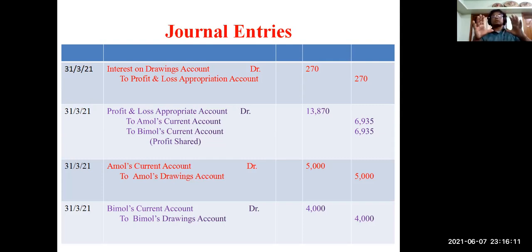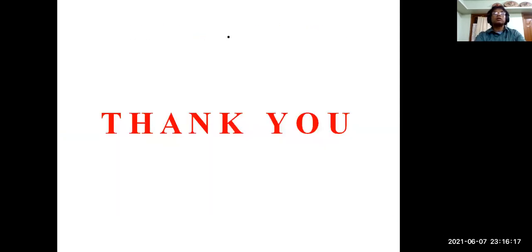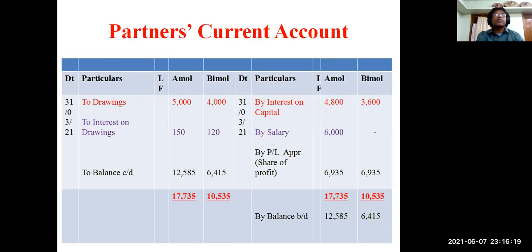I have given you separately so that you can understand. So this entry for drawings, current account debit to drawings, I have given here. To drawings account, Omol 5,000, Bimol 4,000. So in the current account, this drawing is recorded. Then interest on drawings will be coming here: 150 and 120. Then by interest on capital, 4,800 and 3,600 will be coming here.